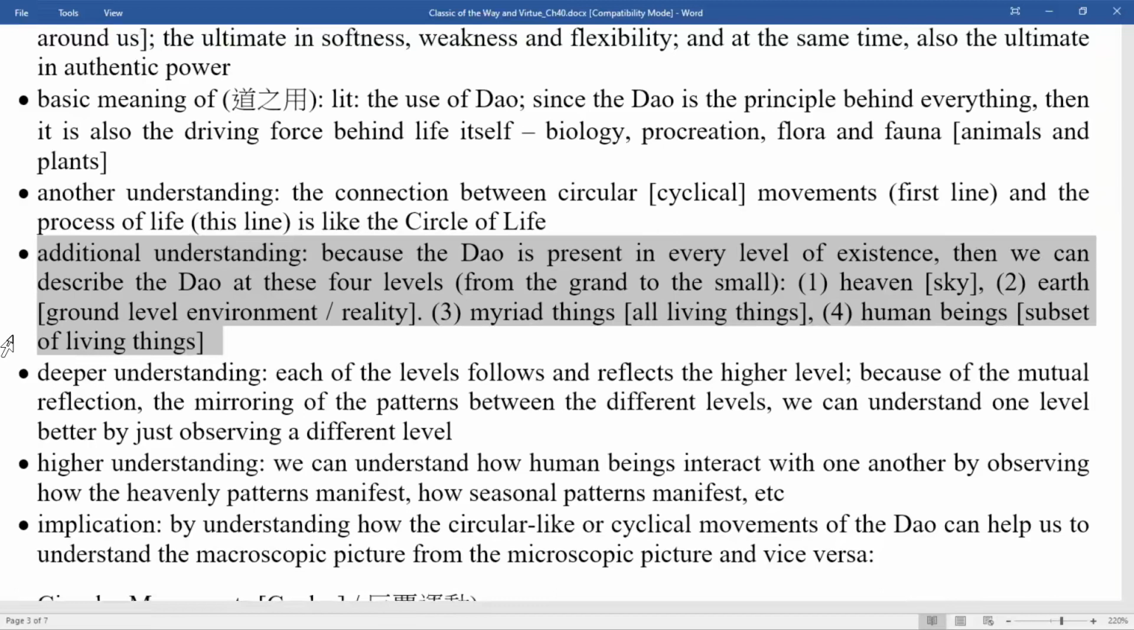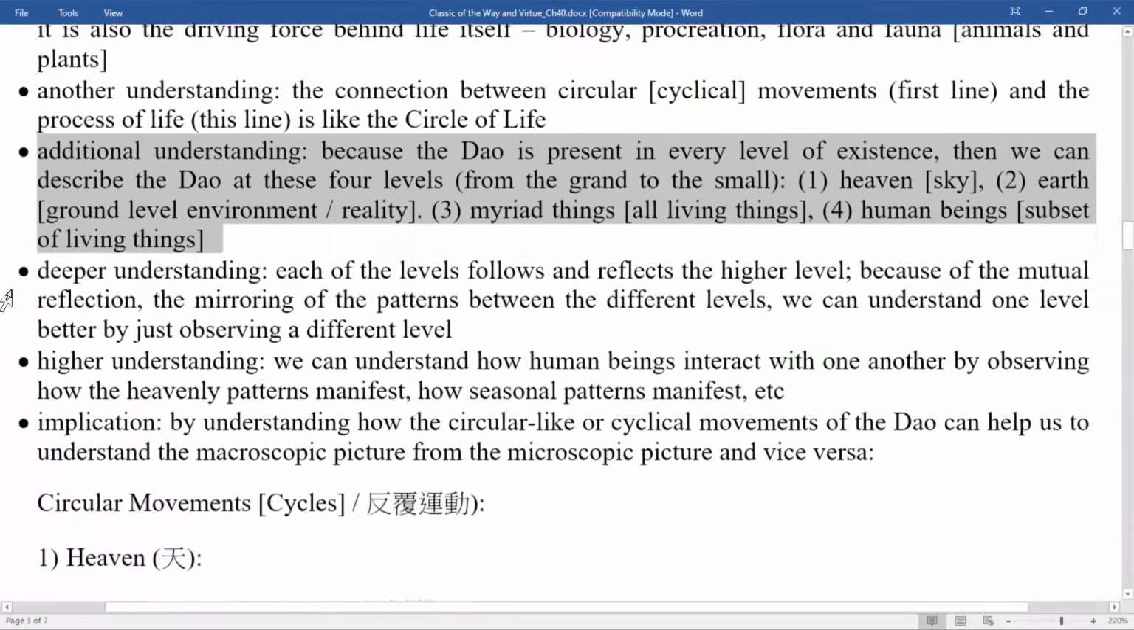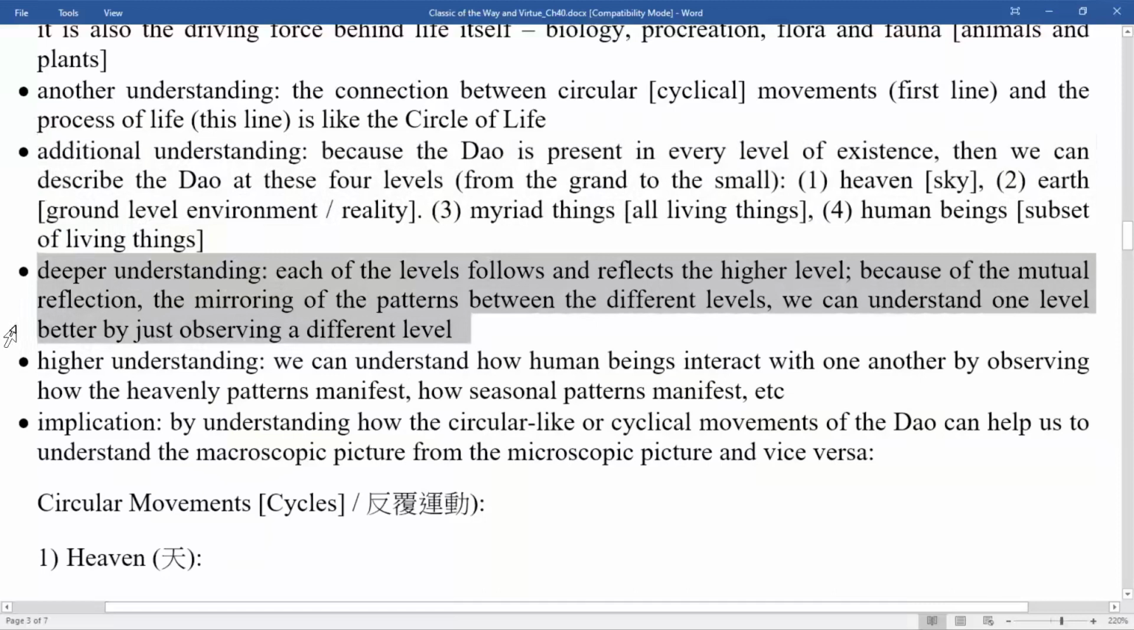And then on the earth, within the earth level, there are the myriad things or all living things. And within the myriad things or living things, there are the human beings. So each of the levels follows and reflects the higher level. The human being level reflects the myriad things. The myriad things level reflects the earth. The earth level reflects the sky, or the heaven. Because of the mutual reflection, the mirroring of the patterns between the different levels, we can understand one level better just by observing a different level.